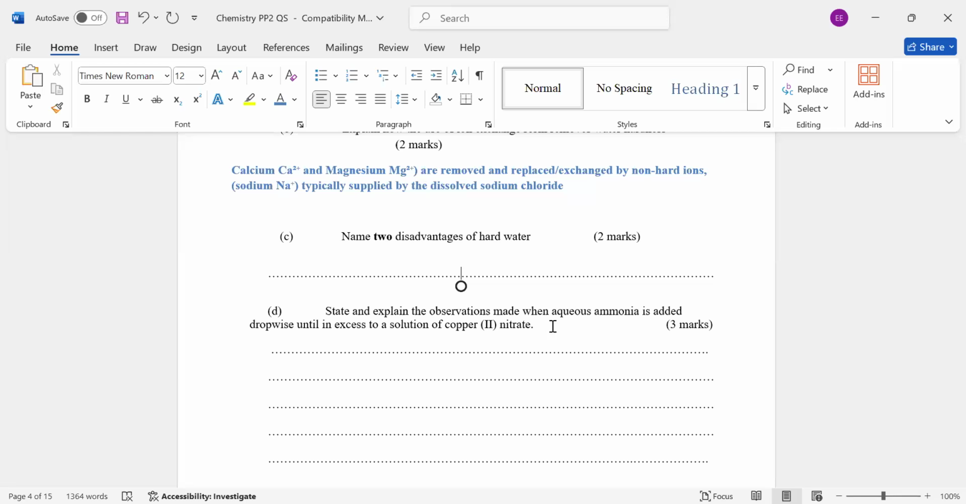Give me an answer, someone give me an answer. You're adding ammonia solution, that is aqueous ammonia, dropwise until in excess to a solution containing copper 2 ions. You don't even need to think about this. Since you've been in the lab several times, you need to just give me an answer here. I've given the microphone.